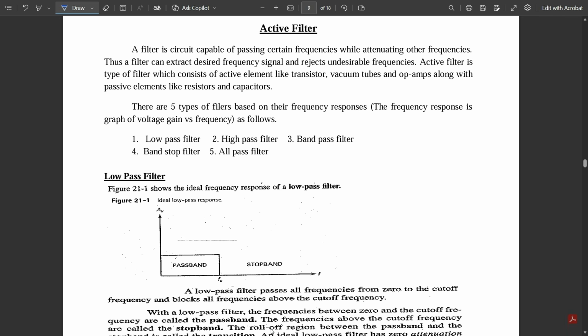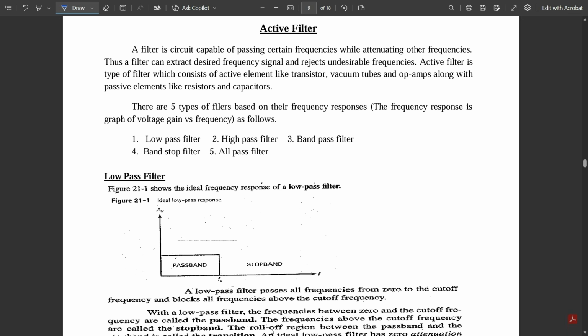So in my previous video, I discussed the negative feedback amplifier circuits. Around 5 videos are done. That completes the first part of this module. The second part of this module is related to filters, right? Active filters. So that is what I'm going to be discussing in this video.